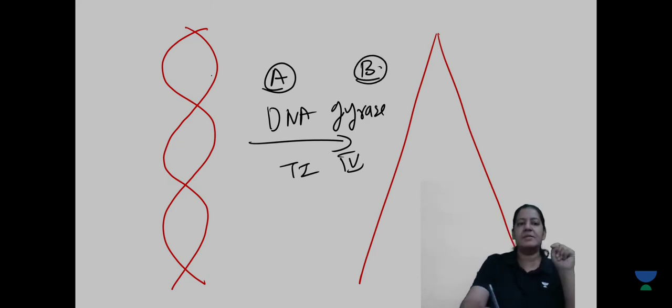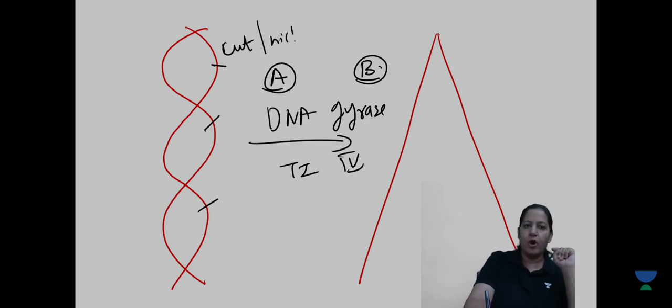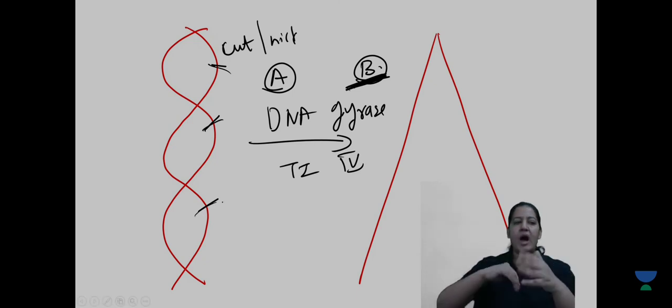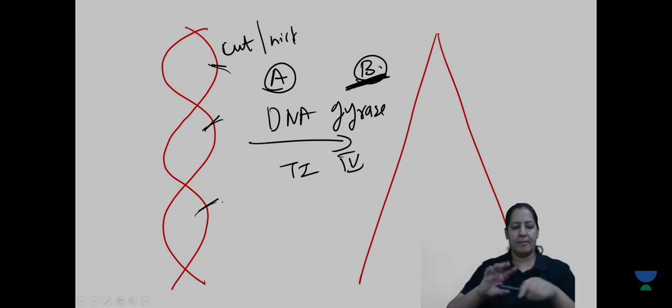Unit B comes and gives a nick at multiple places. You know nick means cut. Nick का मतलब होता है cut. B is cutting the DNA at multiple places. So multiple places पे cut हो गया. Cut होने के बाद उसको unwind करो. You know unwinding क्या होता है?